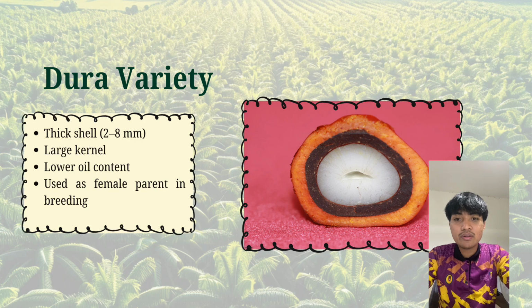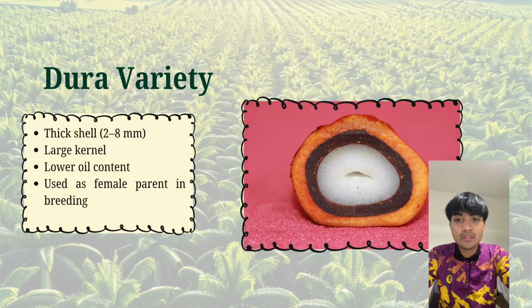Normally, the oil content in Dura bunches is around 17 to 18% only. The thick shell protects the kernel well, but it reduces the space available for mesocarp development. As a result, the oil extraction rate becomes lower compared to Tenera.